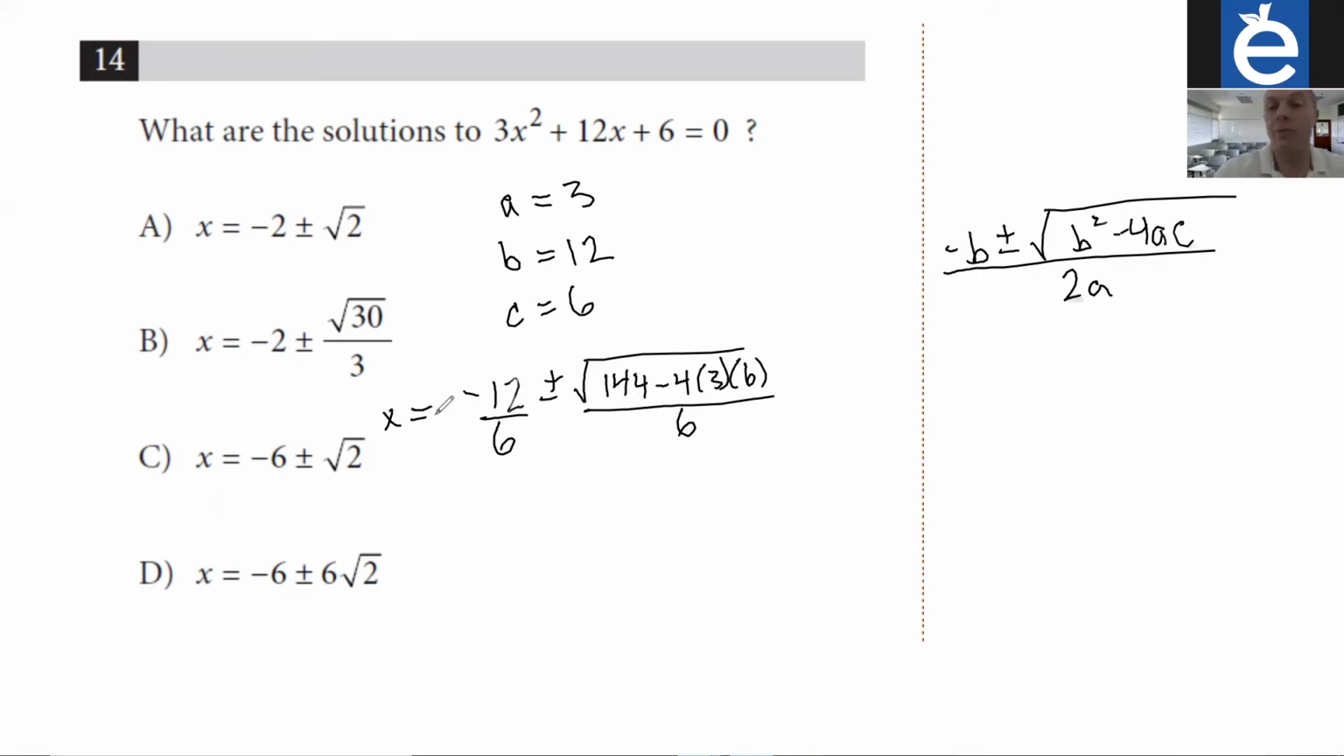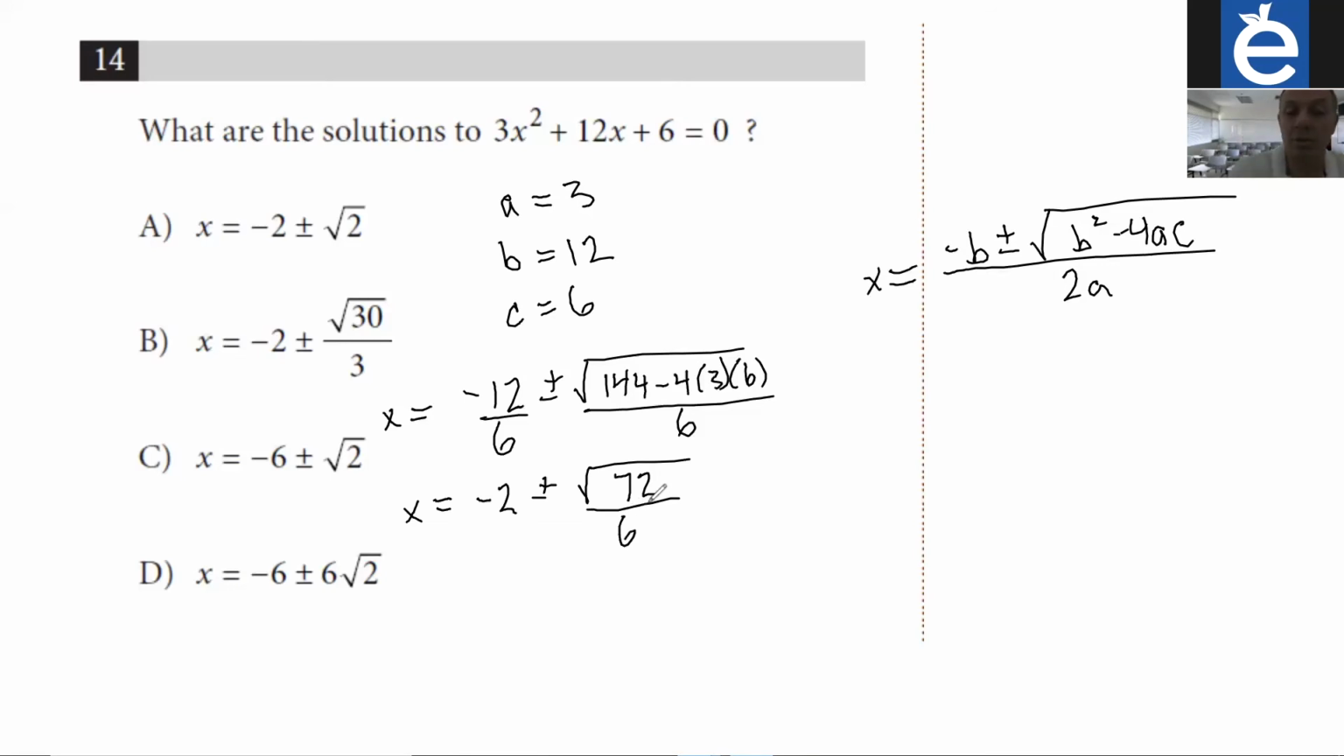Again, the quadratic formula helps us solve for x, the solutions, meaning these are the values of x when we plug them in, the equation is equal to 0. They're also the x-intercepts, which are where the graph crosses the x-axis. So here, negative 12 over 6 would be negative 2, plus or minus. A little bit of math: 144 minus 4 times 3 times 6, what is that, 72? 144 minus 72 is 72, divided by 6.